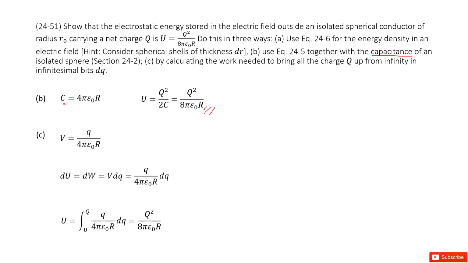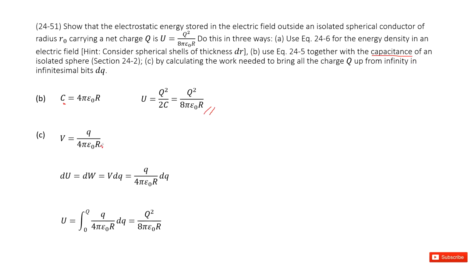The third way asks you to calculate the work needed to bring all the charge Q up from infinity in very small bits dq, right? Yes. So how can we do that? We can see in this case the potential for the charge Q is just Q over 4 pi epsilon naught r. Do you agree? Yes, this is for Q.